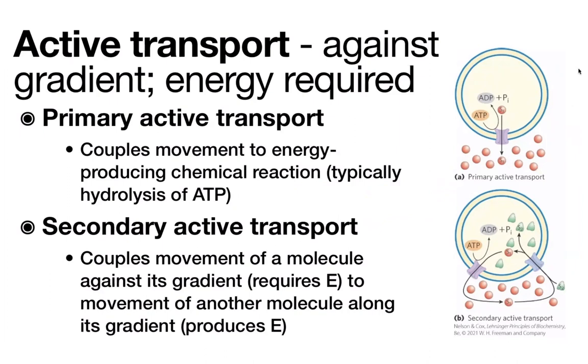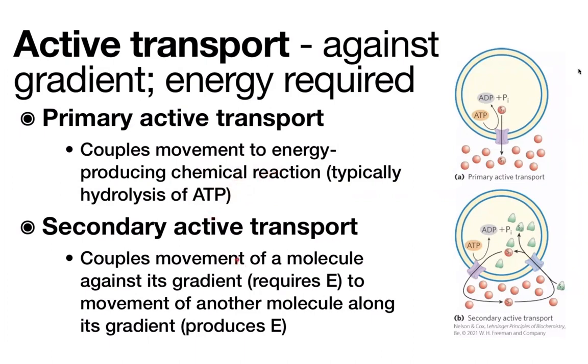Again, we're going to get into examples of each of these and a little more of the details. But with primary active transport, you're directly coupling the movements to an energy-producing chemical reaction. So this is going to be like hydrolysis of ATP. It could be that you actually phosphorylate the transporter itself, and this causes a conformational change, or you just burn the ATP, and this will cause a conformational change without actually phosphorylating the protein itself. But this is somehow going to couple that movement directly to that energy-producing chemical reaction.